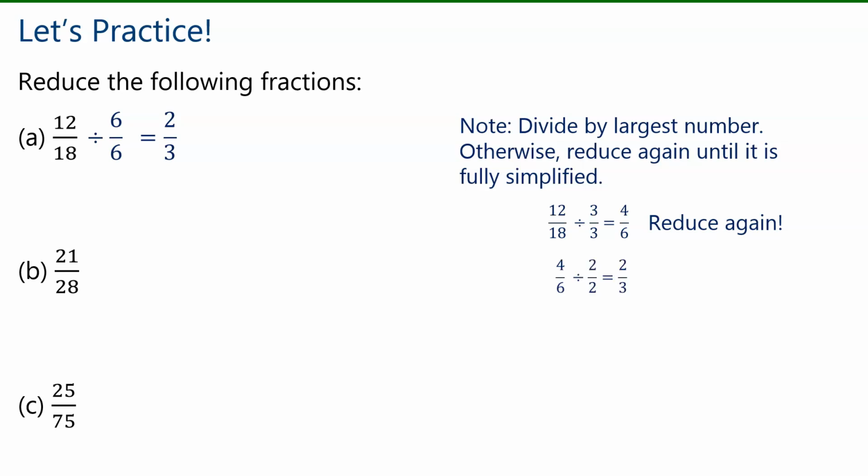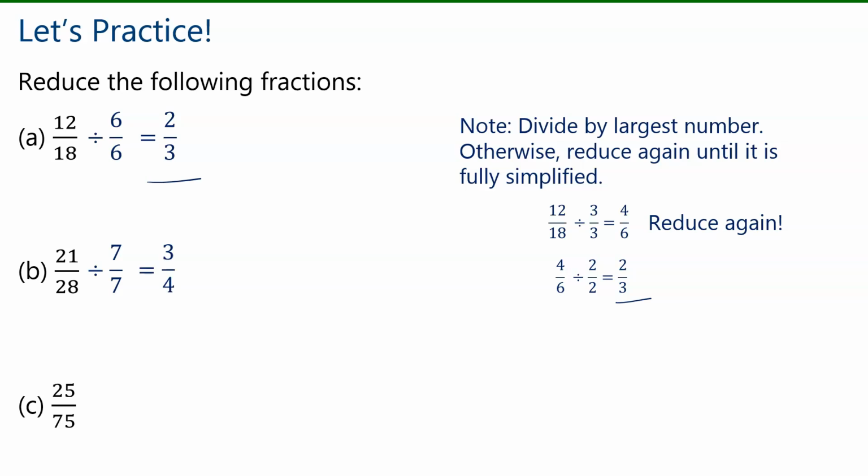So when I divide by 2, I get 2 over 3. So I get the same answer as I got here, 2 over 3 and 2 over 3. It's just that I had to do it in 2 steps as opposed to 1. So always try to get the largest number possible just to reduce the number of steps. Now when I look at 21 over 28, I can divide both of those numbers by 7. So dividing by 7, I will get 3 over 4.